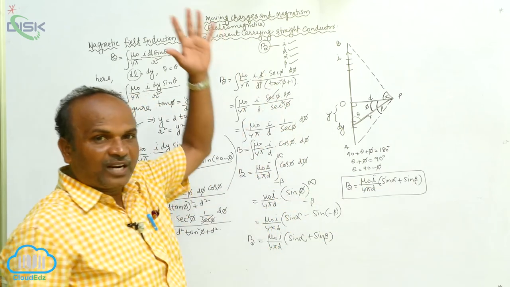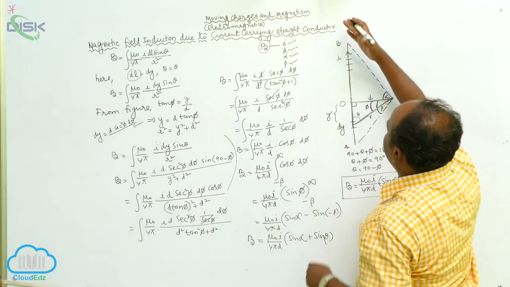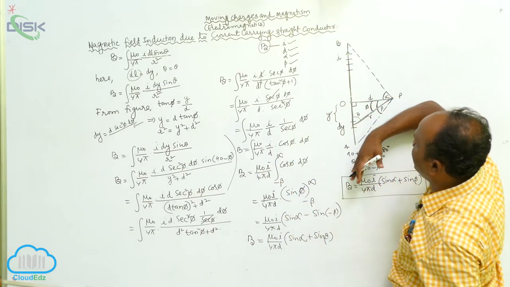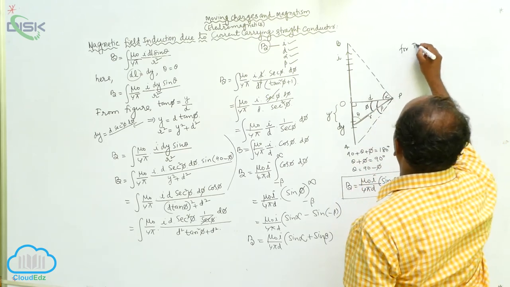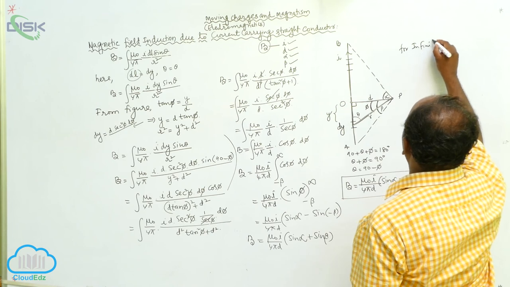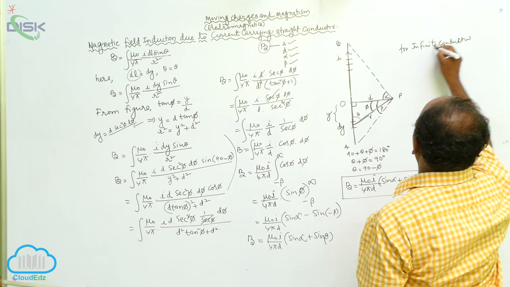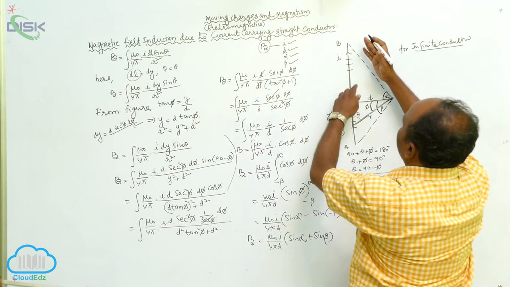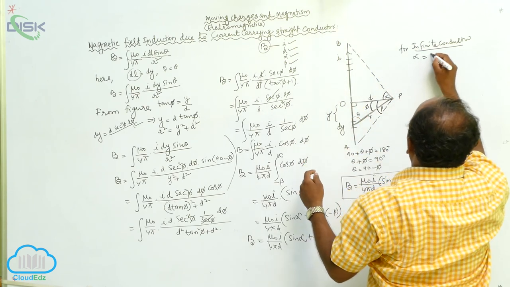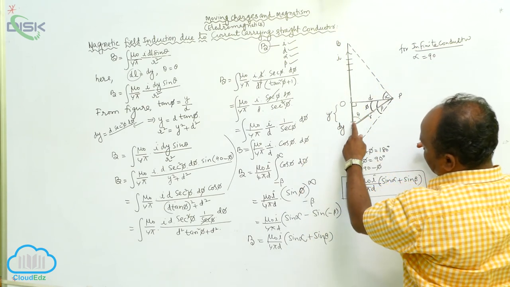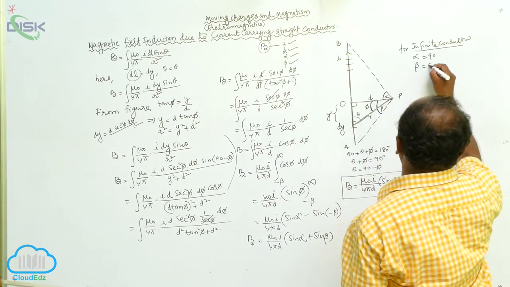Suppose for an infinite conductor, right? This is the finite conductor. One end is making an angle alpha, the second end is at an angle beta. For an infinite conductor, as the length goes on increasing, the alpha value becomes 90. For an infinite conductor, as the length goes on increasing, the beta value also equals 90 degrees.